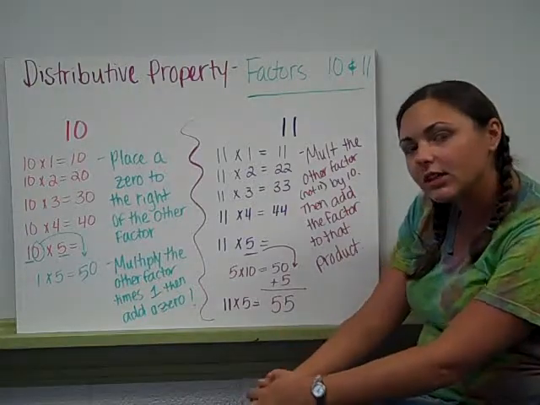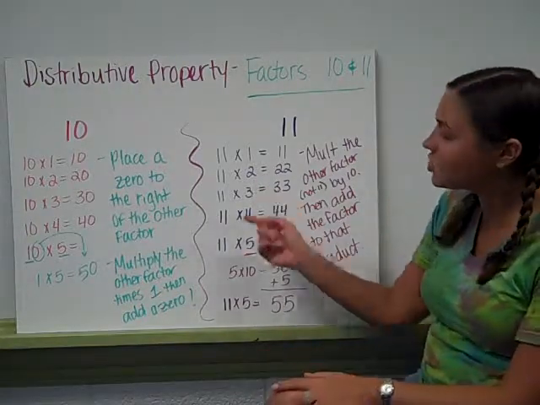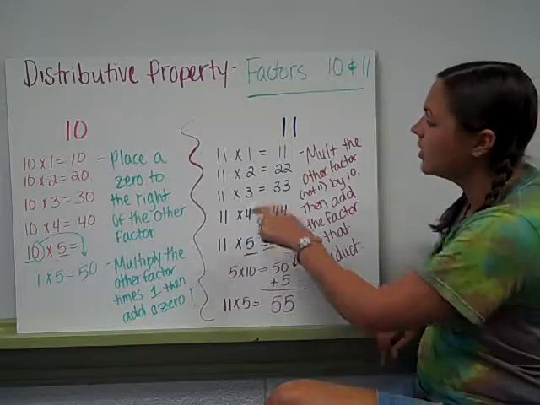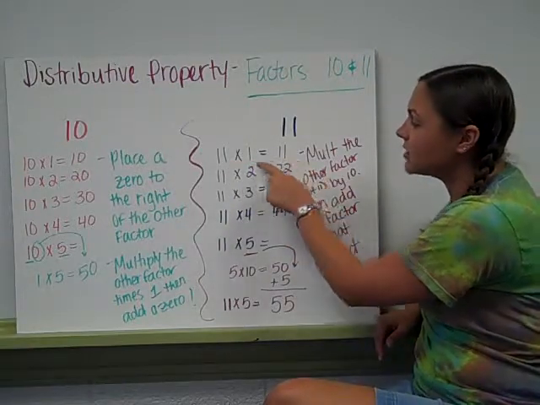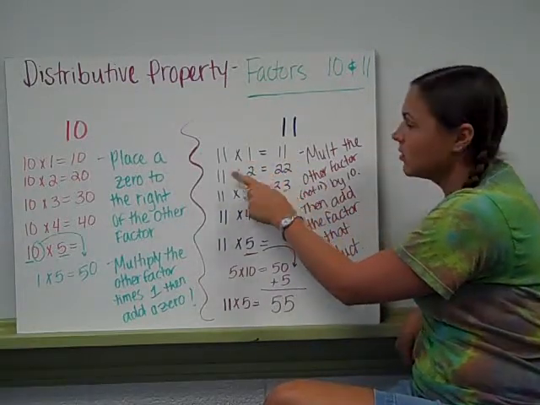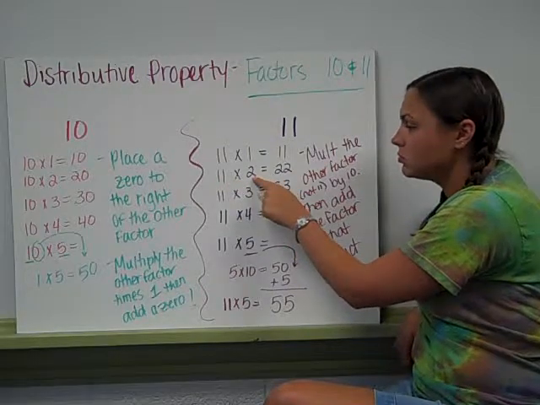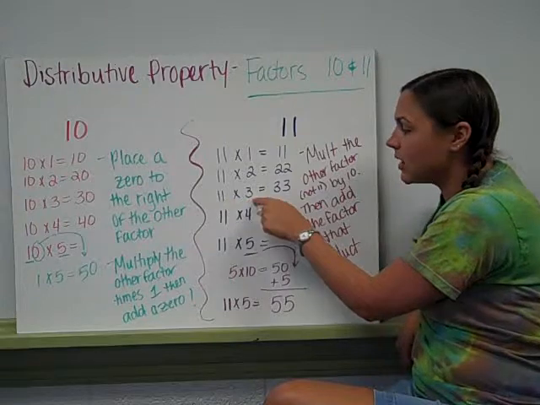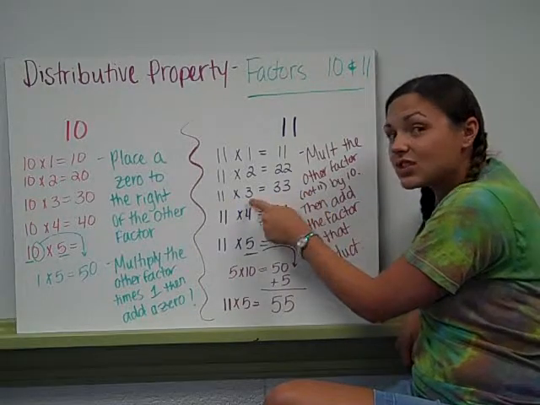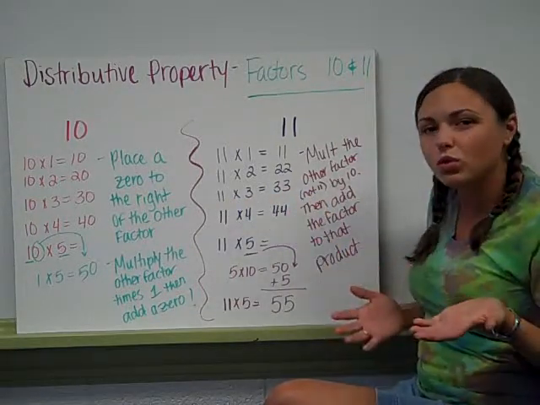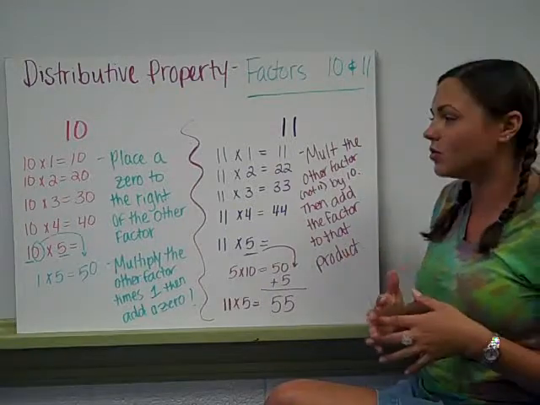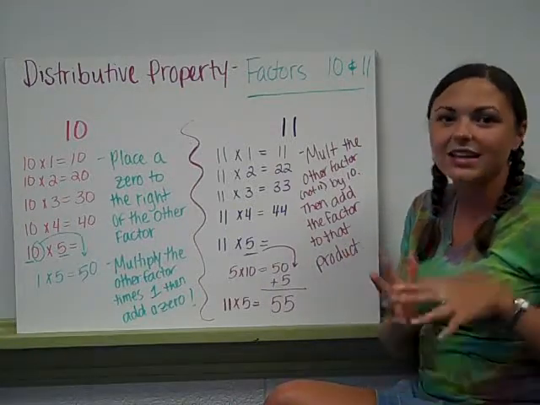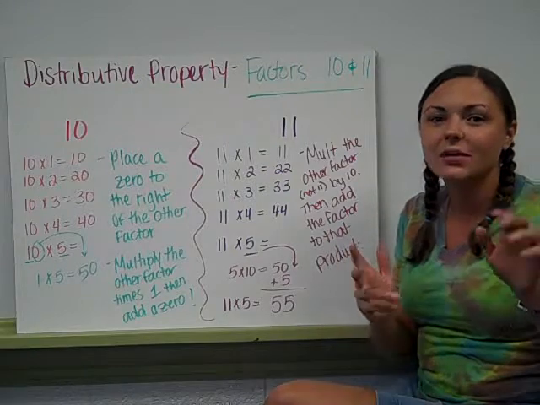For 11, 11 can get a little tricky because it looks like you're just doubling your answer. For 11 times 1, we have 11. It looks like I just doubled the other factor. 11 times 2, 22. It looks like I just doubled this 2. 11 times 3, 33. It looks like I just doubled it. And that's a good rule until you get to 11 times 10, 11 times 11, 11 times 12.